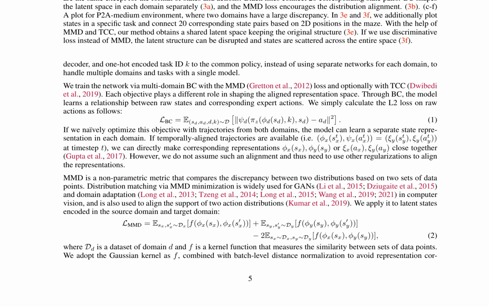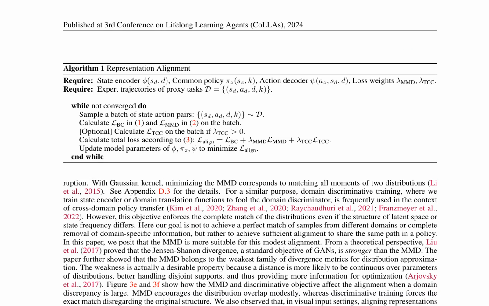The use of MMD and TCC enables the model to obtain a shared latent space, while using a discriminative loss instead of MMD can disrupt the latent structure, scattering states across the entire space. The authors present Algorithm 1, a representation alignment process for lifelong learning agents. This algorithm takes in a state encoder, common policy, action decoder, loss weights, and expert trajectories of proxy tasks as inputs. It iteratively samples state action pairs from the proxy tasks, calculates the loss terms LBC, LMMD, and LTCC, and updates the model parameters to minimize the total loss.